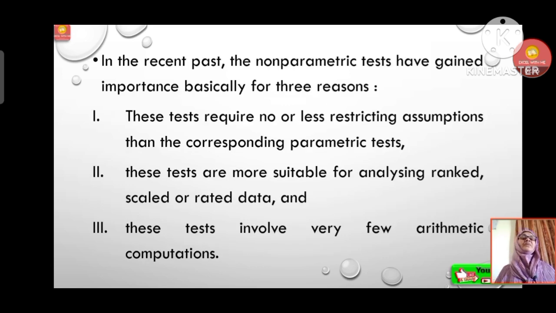In the recent past, the non-parametric tests have gained importance basically for three reasons. Number one, these tests require no or less restricting assumptions than the corresponding parametric tests. In parametric tests, we have assumptions there. Second one, these tests are more suitable for analyzing ranked, scaled or rated data. And the third one is these tests involve very few arithmetic computations.